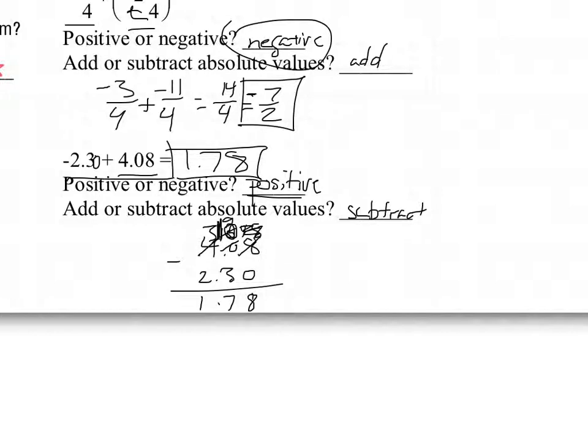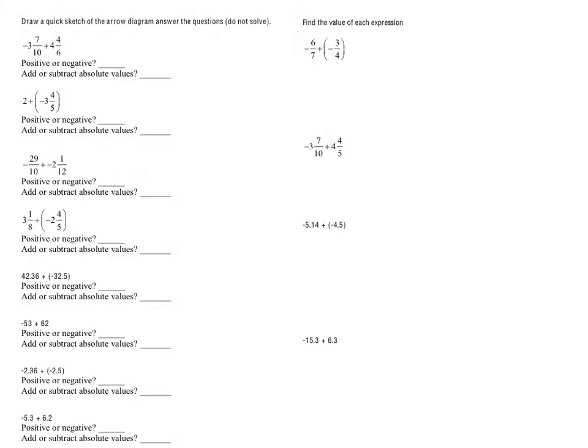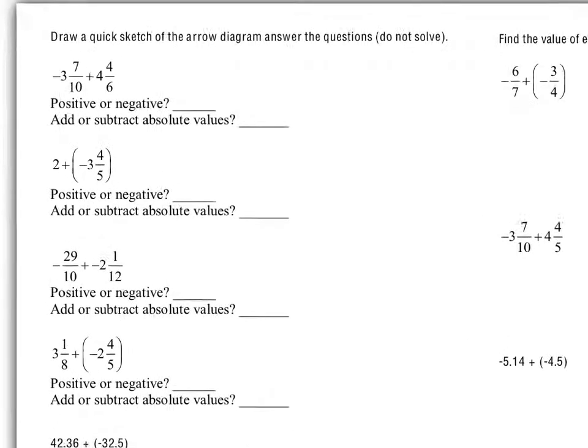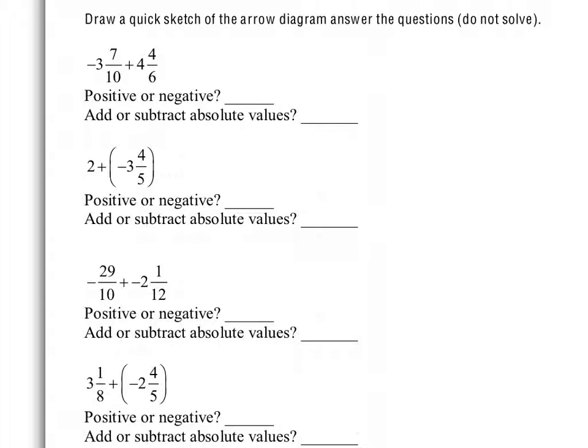All right, let's flip on over and let's see if we can get some of this practice in on our own. I'm going to give you a couple more instructions before I want you to work through this with your partners or by yourself. All right, carefully pay attention to the directions. On the left-hand side, we're just asking you to draw a quick sketch of the arrow diagram and answer the questions. You don't need to solve.